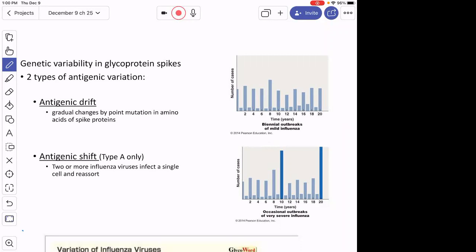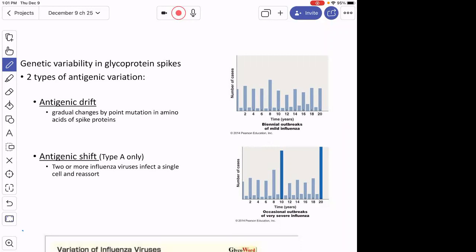So we picked up, we just got influenza to finish up. We're going to talk about HIV and we're going to talk about coronavirus today. We finished a little early, so I'll do a little reviewing with you, and we'll see where we're at.